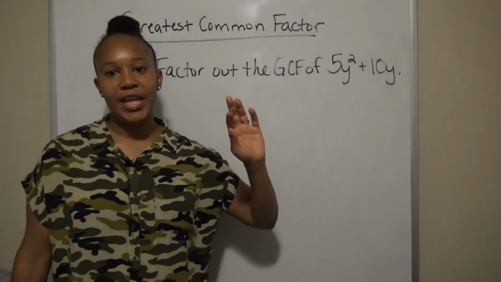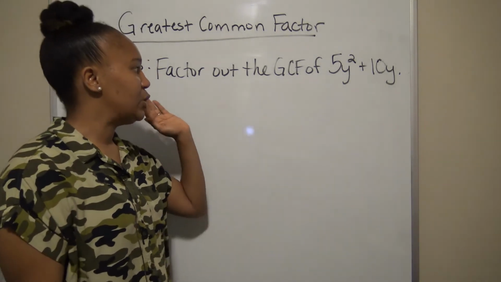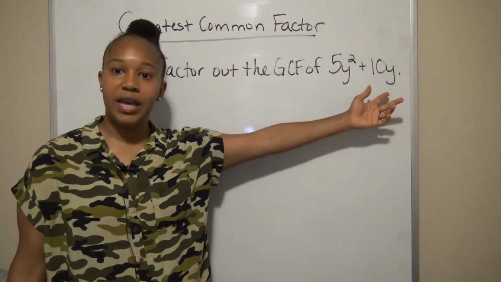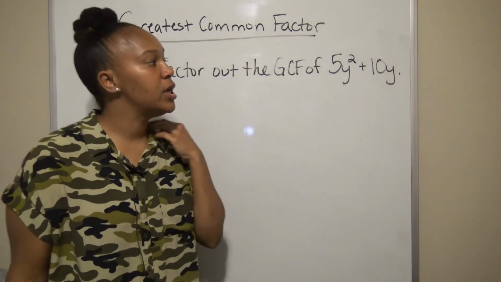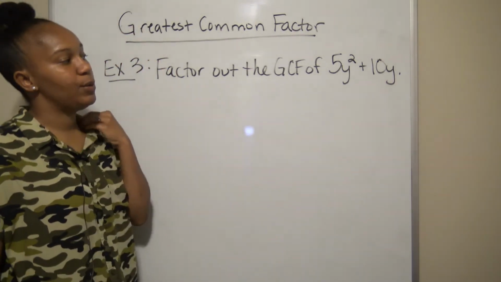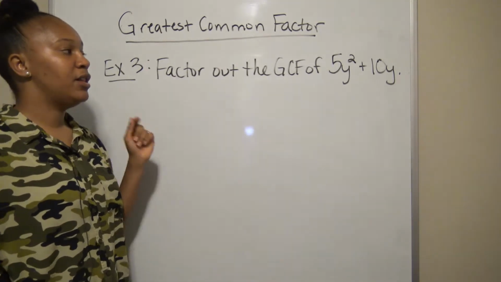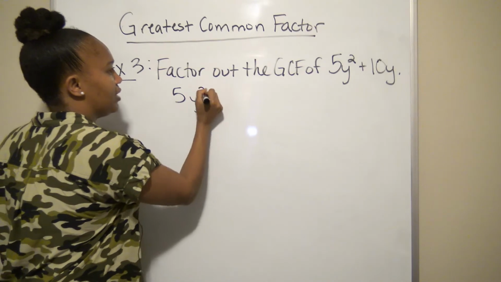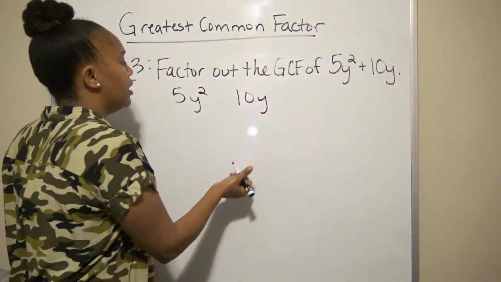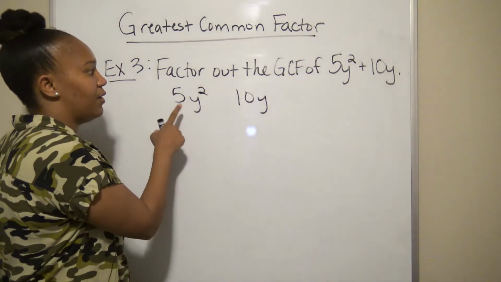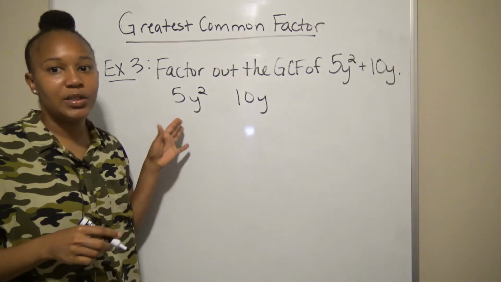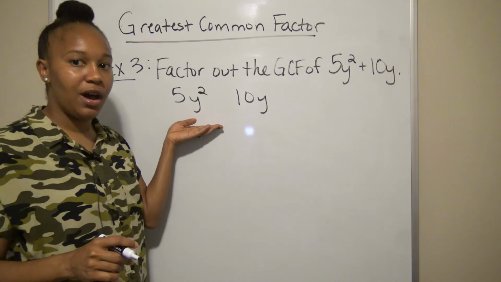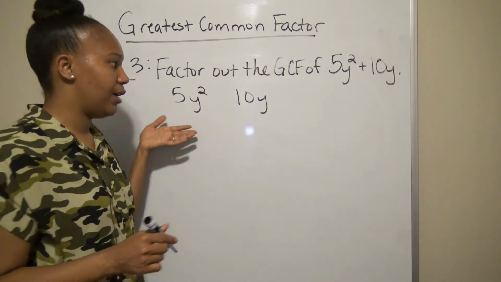Okay, this time we're going to look at an example that actually wants us to factor out the GCF of a polynomial. In this particular case, a binomial, because it has 2 terms. And so if we want to factor out the GCF, then what we have to do is find the GCF of each term. So the 5y squared and the 10y. 5y squared: 5 is already a prime number, so it can't be broken down any further. So the prime factorization of 5y squared is just 5y squared.